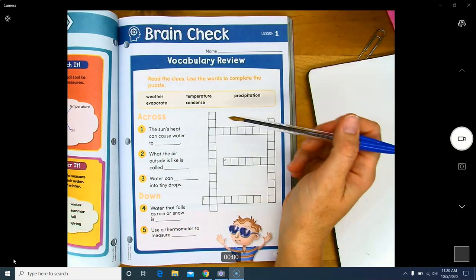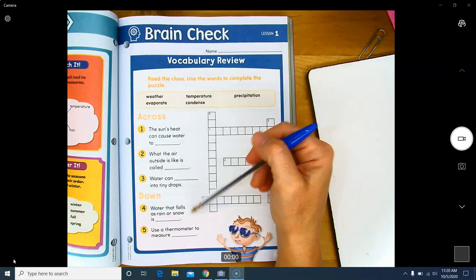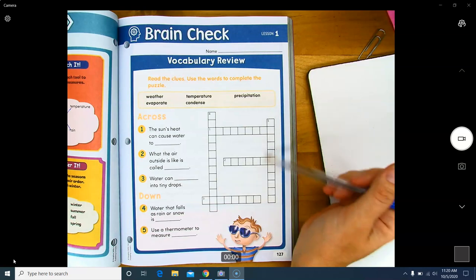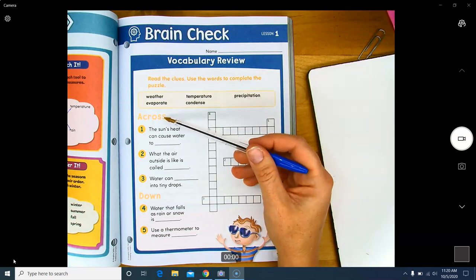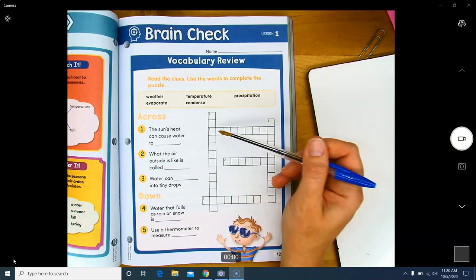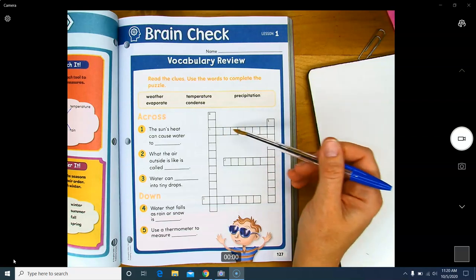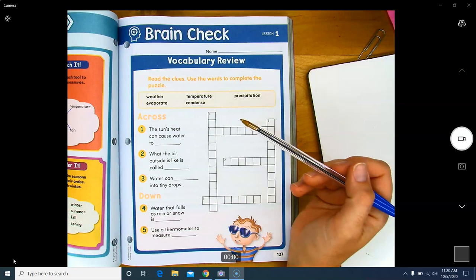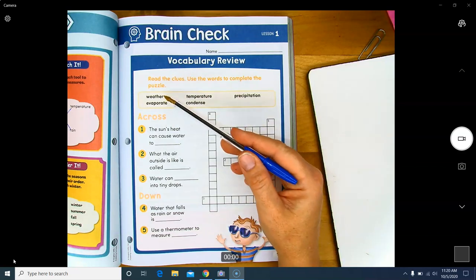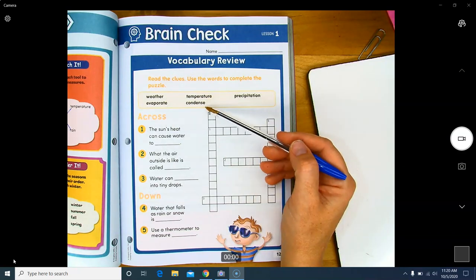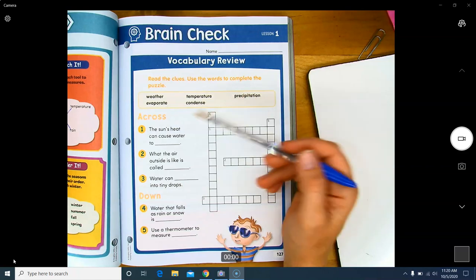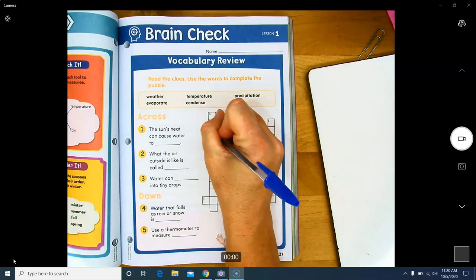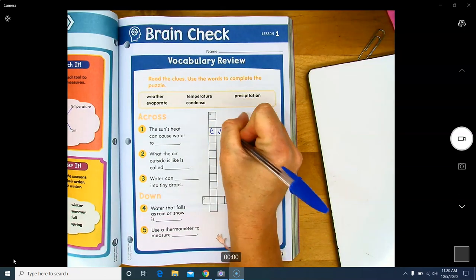Okay, so your brain check on Google Forms is going to look something like this, but I won't have this. This is called a crossword puzzle. Across means you're going to go one across, so one letter per square. The sun's heat can cause water to weather, evaporate, temperature, condense, or precipitation. So when the sun heats the water, it causes the water to evaporate.